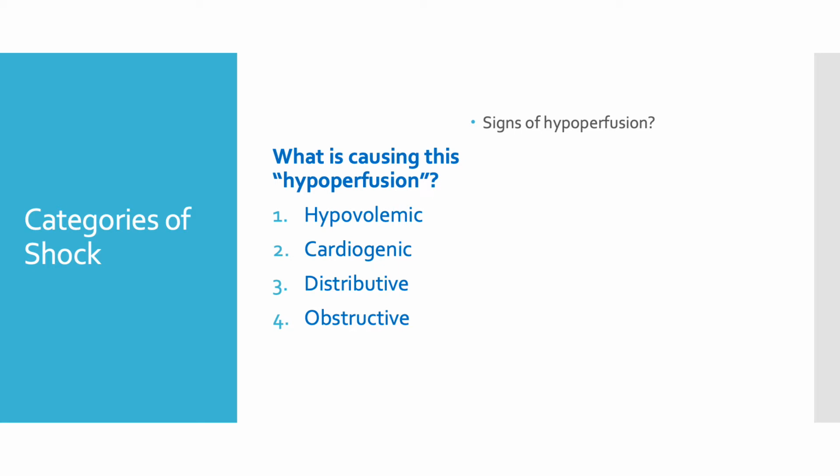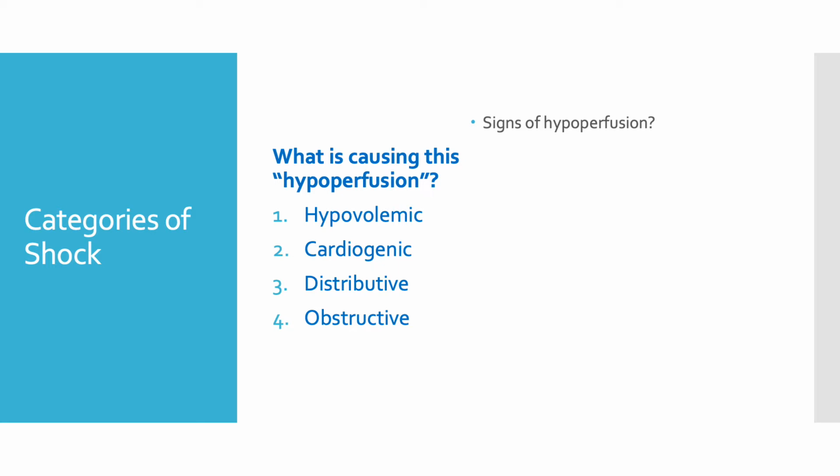So remember, regardless of which type of shock we're talking about, we're always talking about hypoperfused cells. So the causes of shock will vary, but the response of those cells is very similar because hypoperfusion is happening. So it's important for you to not only identify the cause of shock, is it cardiogenic, hypovolemic, etc., but it's also important that you can recognize hypoperfusion. So what are those signs of hypoperfusion?